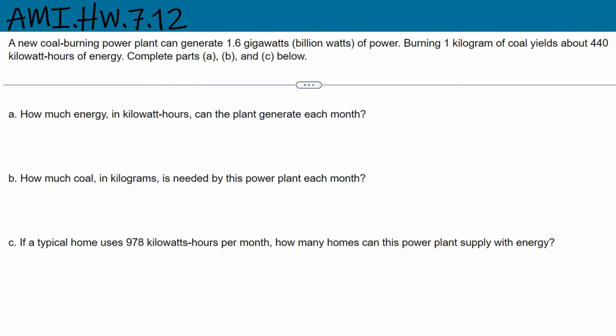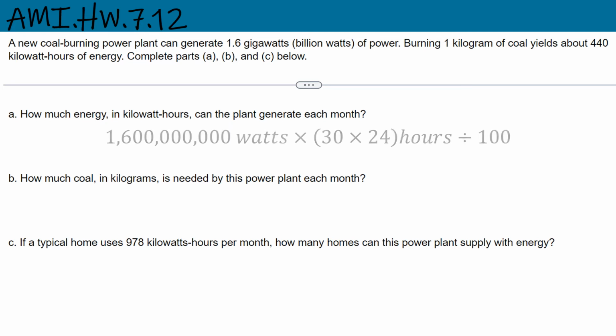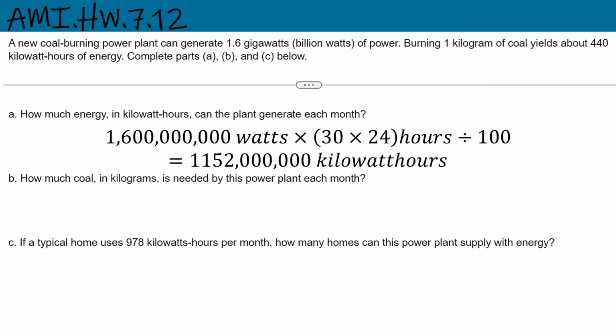That's because a coal burning power plant runs 24/7. It runs all day, every day. And so our first question says, how much energy in kilowatt hours can the plant generate each month? So we're going to take the 1.6 billion watts and multiply it by how many hours are in a month, because it runs the whole time. And then we're going to divide it by 1,000 because we want our answer in kilowatt hours. And so that would give us 1152 million kilowatt hours.